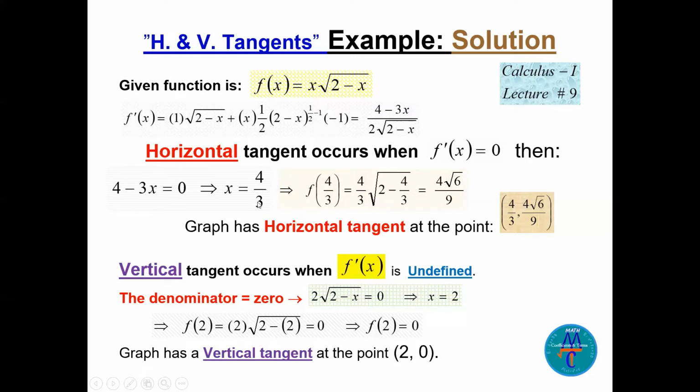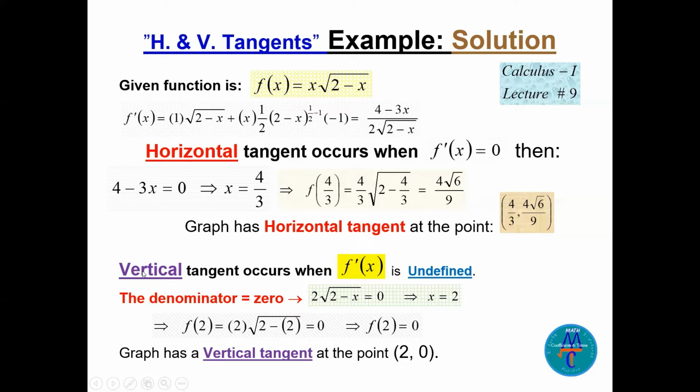How to find the y? Put this x in the function here. F of 4 over 3 will be 4 over 3 square root of 2 minus 4 over 3, which is 4 square root of 6 divided by 9. So the graph of the function has a horizontal tangent at the point with x equal to 4 over 3 and y equal to 4 square root of 6 divided by 9.